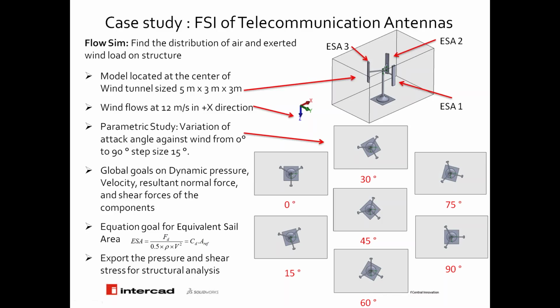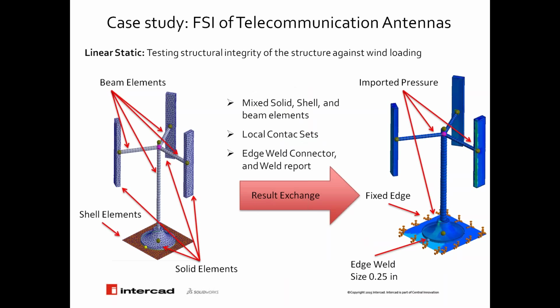So there are some global parameters we will follow, and there is one specific parameter we would like to look at the result on. We are going to define both of these, and since we have completed our, let's say, result on the fluid side, we will learn how we can export the pressure and shear on the structure to a new FEA study. After that, we are going to look at the structure.